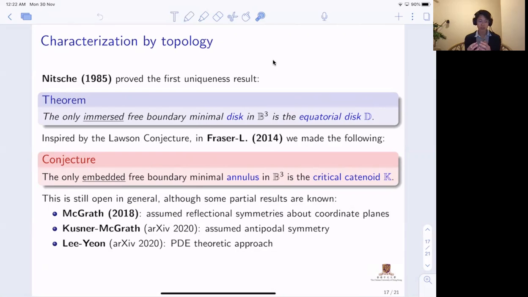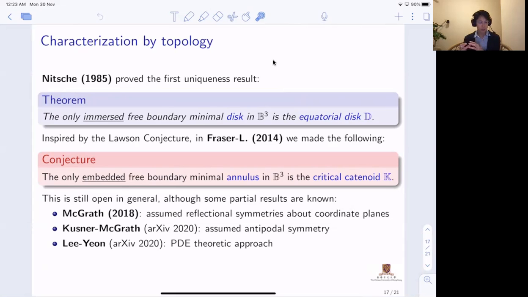So this conjecture today, to my knowledge, is still open, but there are already some partial results along this direction. McGrath proved this is true if we assume that the surface is symmetric about reflection about the coordinate planes. And just very recently, a couple of weeks ago, Kusner and McGrath showed that this is also true if we just assume the surface is symmetric with respect to the antipodal map. Then this has to be the critical catenoid.